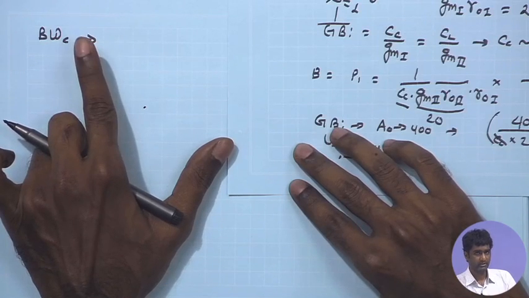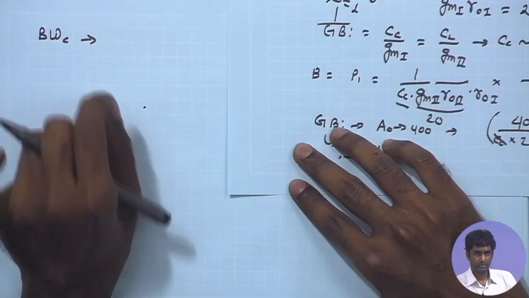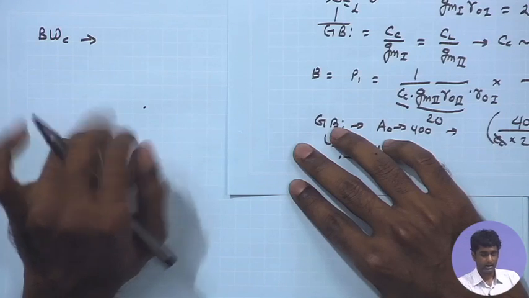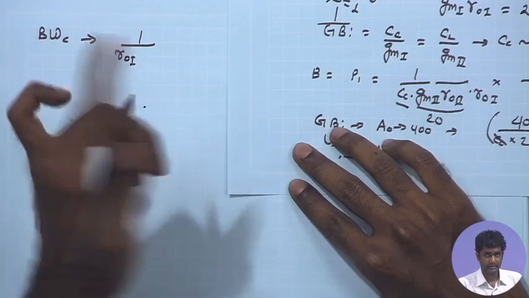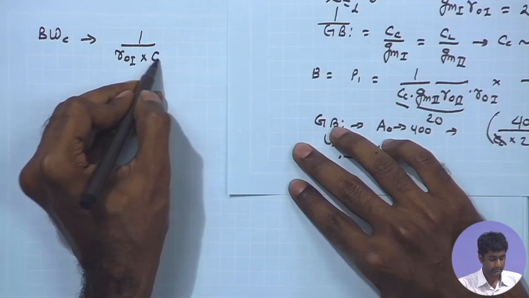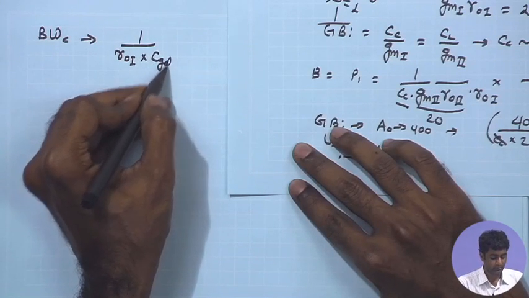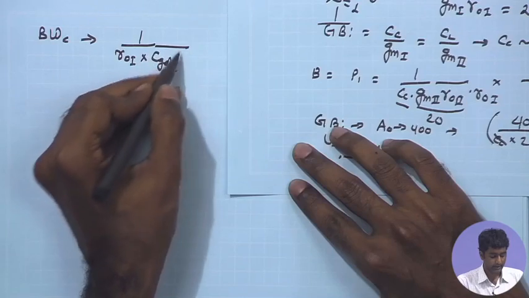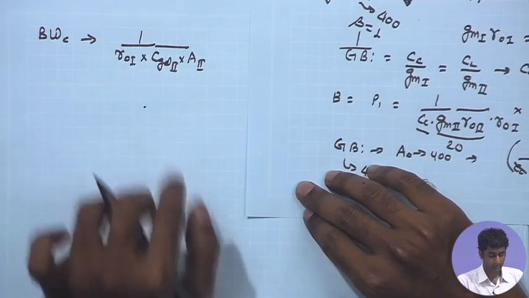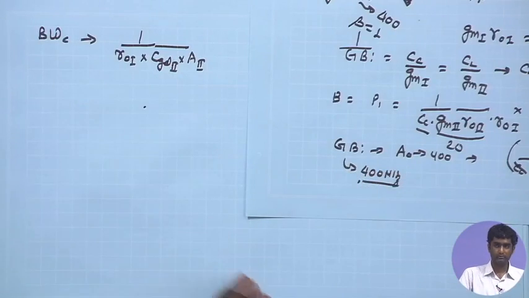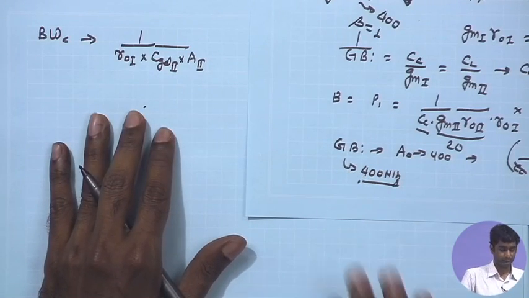pole was determined by the Miller multiplied parasitic capacitance, and that I can write as RO1, which is the RO of the first stage, times the CGD of the second stage, CGD2, times the gain of the second stage, which is A2, which is around 20. So, this was the bandwidth of the open loop comparator.